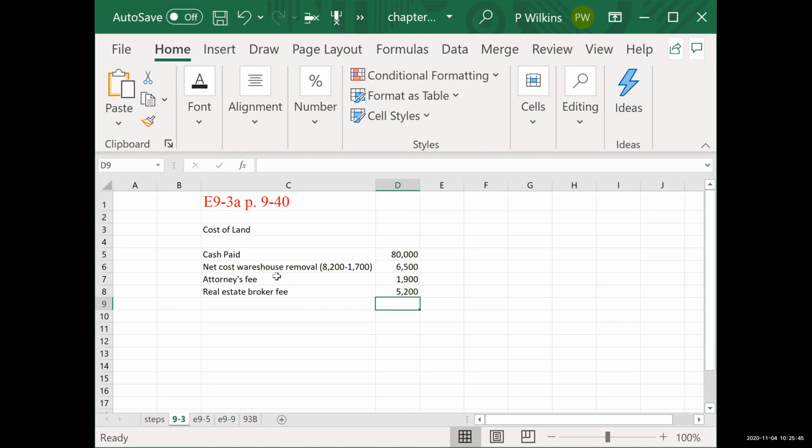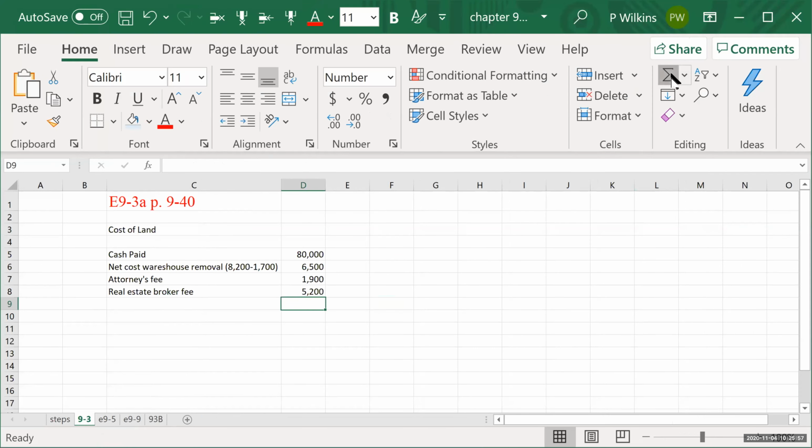And then $14,000 to put in driveways and a parking lot. That would actually be land improvements. So that's not part of the cost of the land either. So our total right here for all of this, the cost of the land, is $9,300. That's our total. All right, so that's an example of figuring out the cost of land. And it's exercise 9.3 and A on page 940.